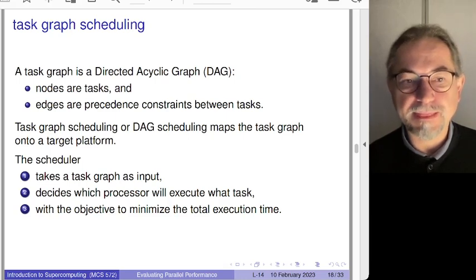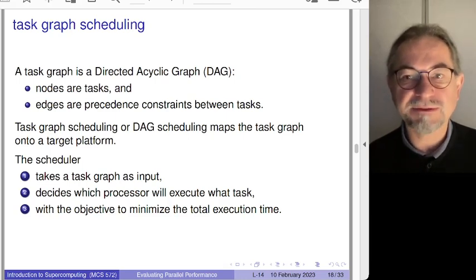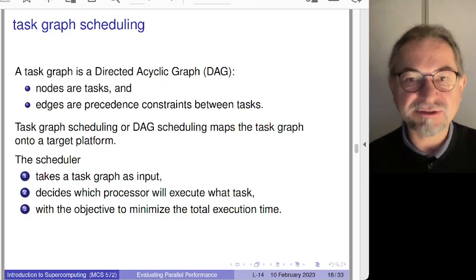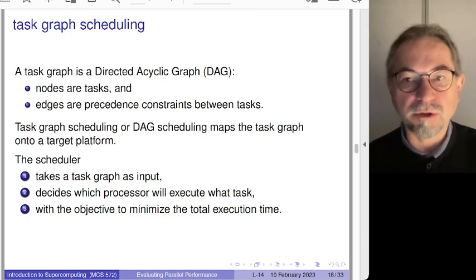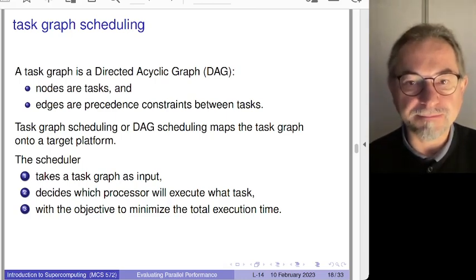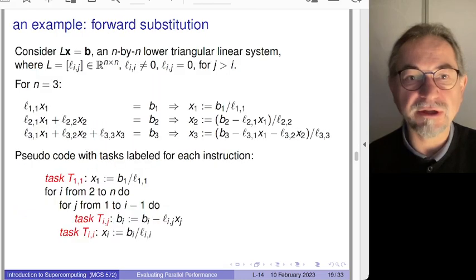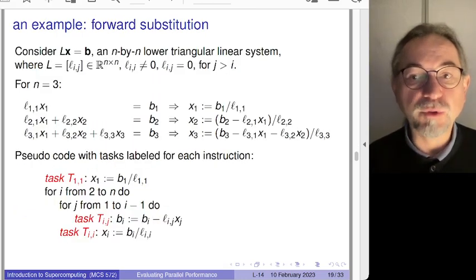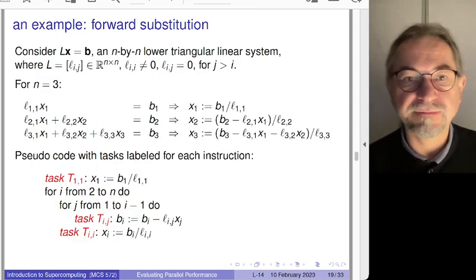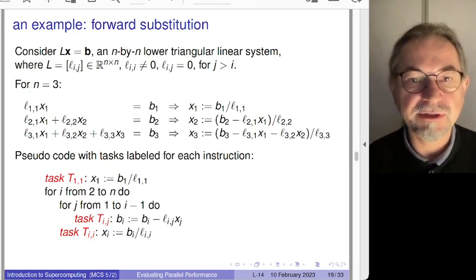And with task graphs, we can analyze, just by looking at the critical path in a graph, and actually predict what the optimal speedup will be. So this is a bottleneck analysis. I will illustrate this concept with a very classical algorithm, forward substitution.